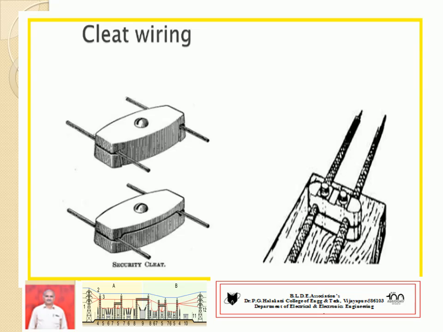In cleat wiring, observe the diagram. There are cleats. In between the cleats, there is a space for the conductors. Then in the cleats, two wires are fixed, that is one live wire and one neutral wire, as shown in the figure.